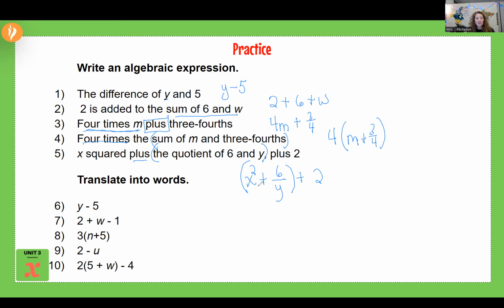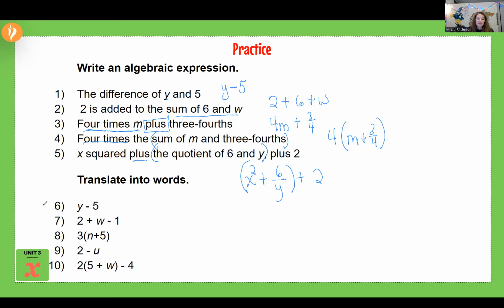All right, now the last 5, there's multiple answers, but I just want you guys to practice thinking of word phrases that would be appropriate for these expressions. So you think of some and then listen to what I say. Number 6, you could say simply y minus 5. You could say the difference of y and 5. You could say 5 less than y, or you can say take away 5 from y. Oh, I said that one wrong at first, because take away is reverse order.